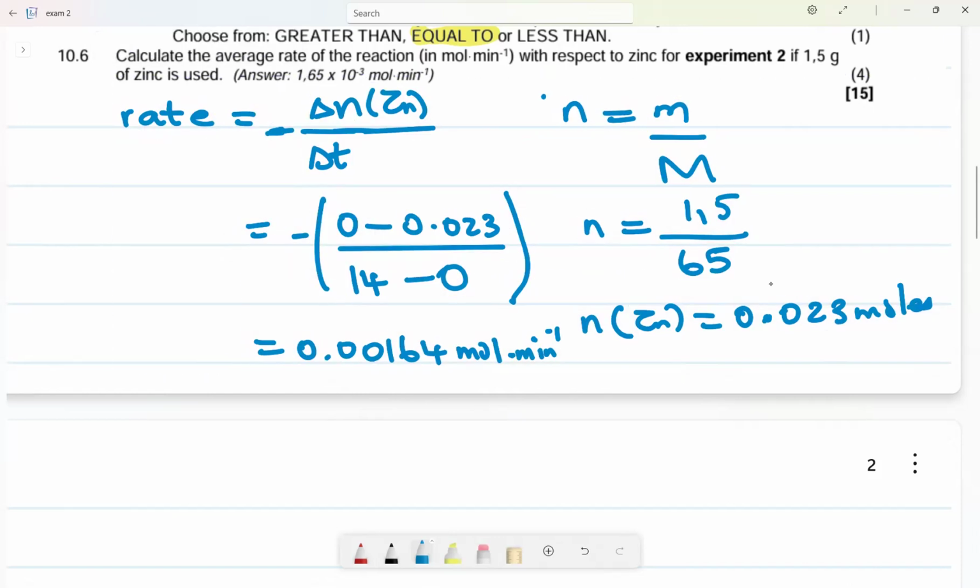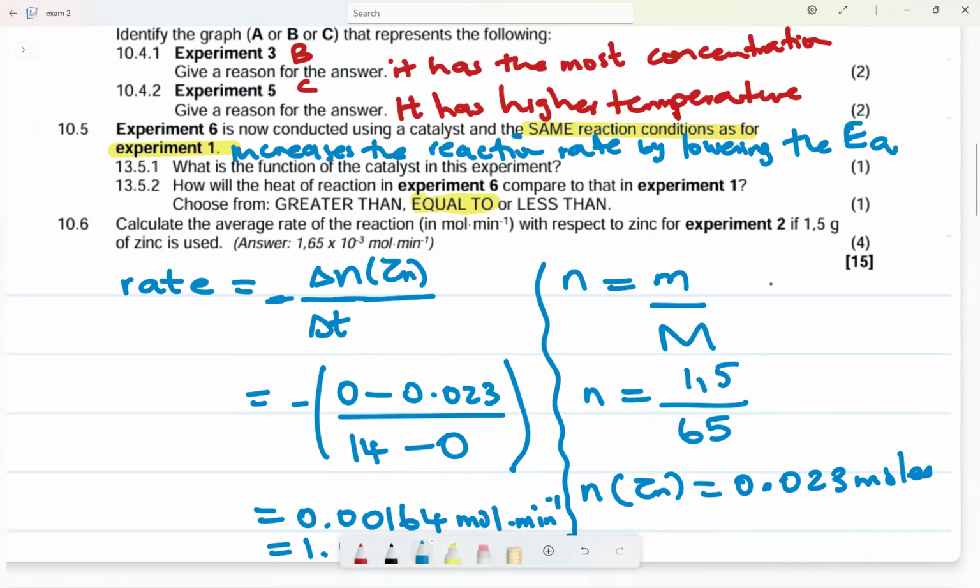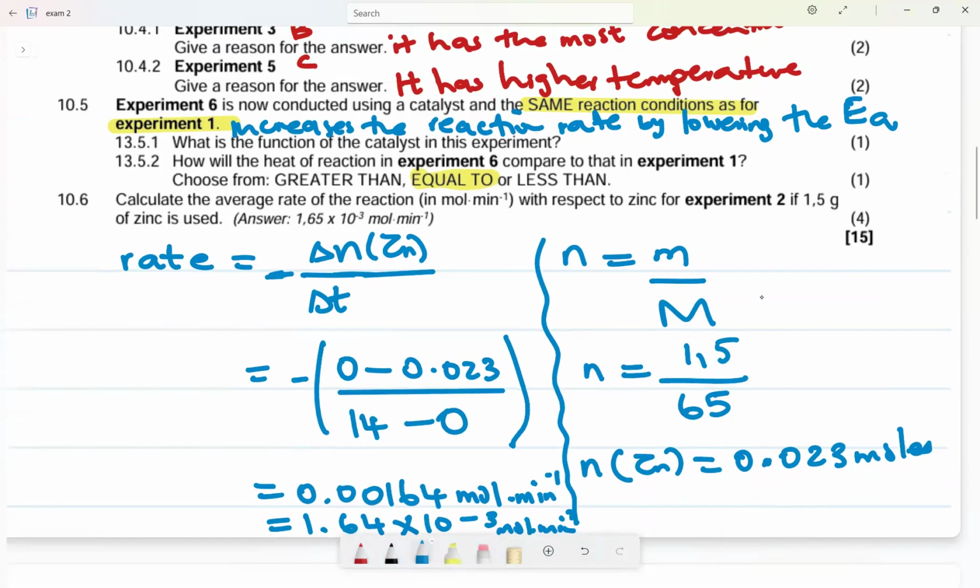Mole per minute. If you write this in scientific notation, I want this in scientific notation, then the answer that I get is something like 1.64 times 10 to the power of negative 3 mole per minute. Okay, let's see. Can you see now the answer here? It is 1.65. Why? It is maybe because of the rounding off.